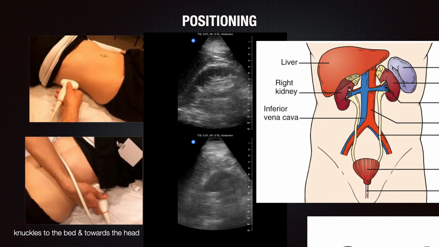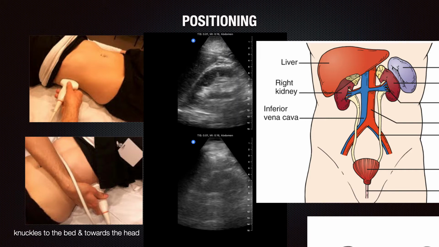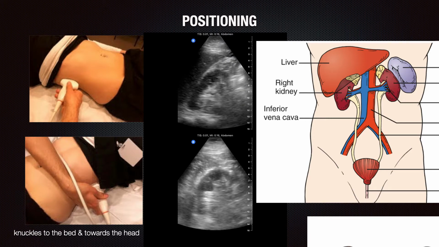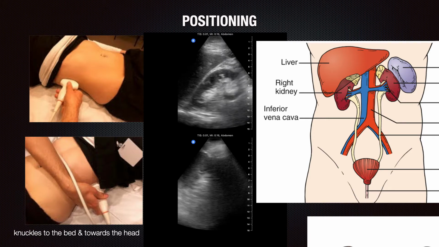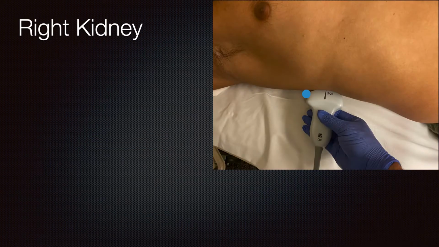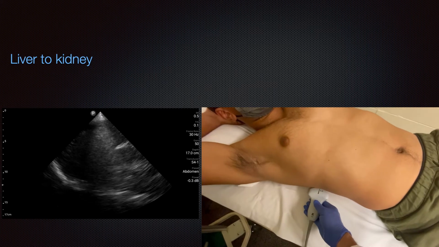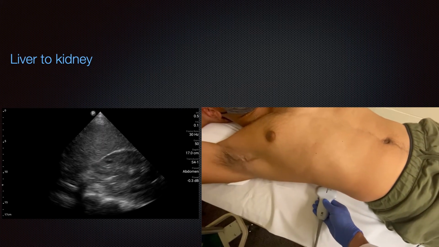Typically, I suggest looking for the liver first and then sliding down, and on the other side, identify the spleen, and then again, slide down and fan down, and you'll typically find the kidney in these areas. So again, just to review the right kidney, here's the scoop position, probe marker up towards the patient's head. I put my knuckles down towards the bed. I find the liver, and then I just slide down towards the kidney.